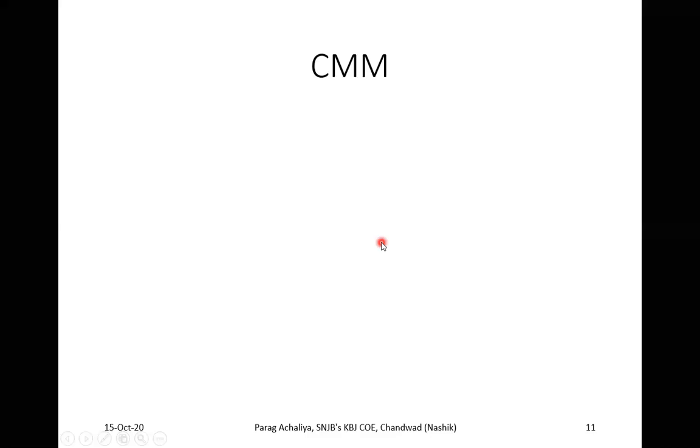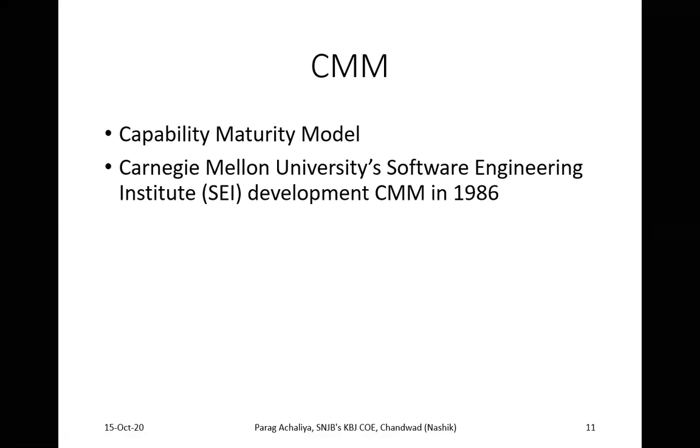Now, today we will start with another quality assurance model, that is your CMM. The CMM stands for Capability Maturity Model. You might have heard this word CMM or Capability Maturity Model. Carnegie Mellon University's Software Engineering Institute developed CMM in 1986. The SEI of this university proposed this capability maturity model in 1986.